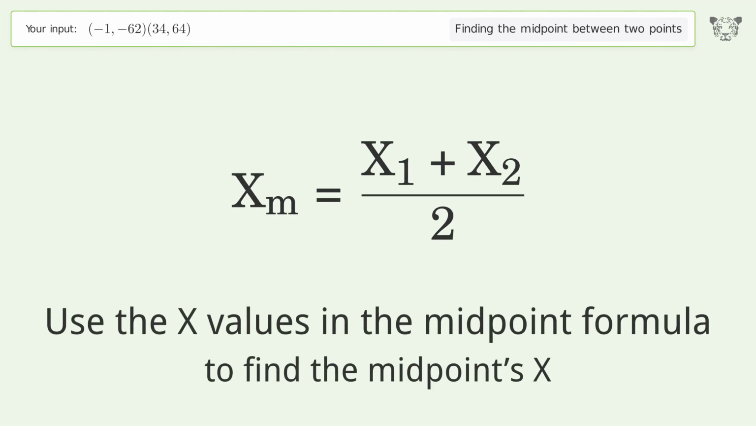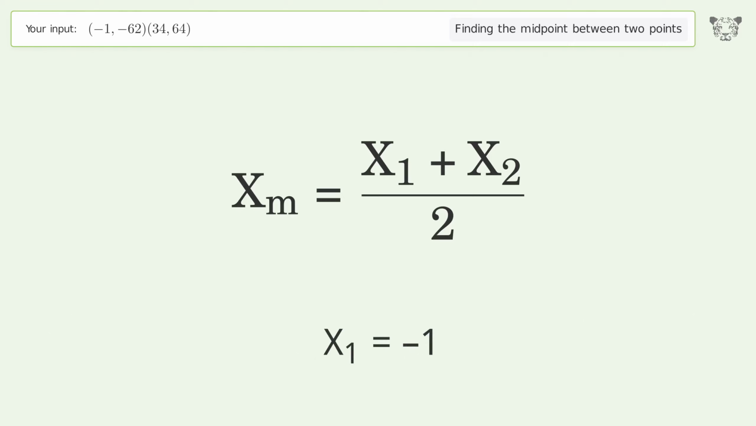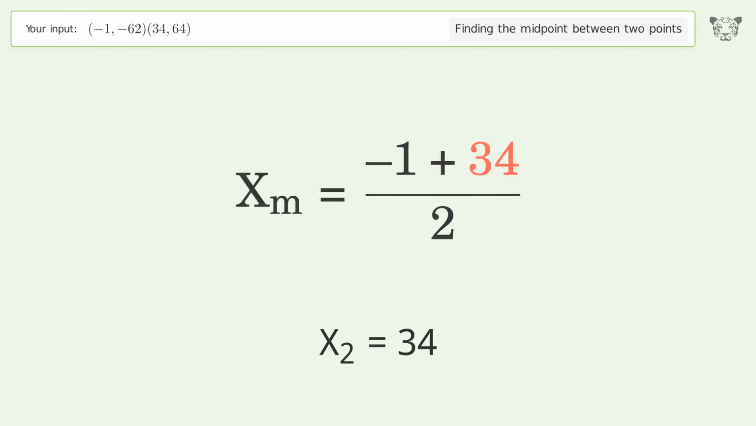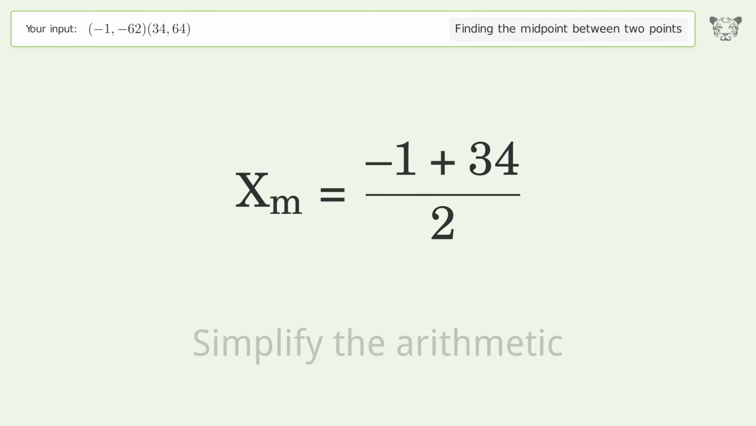Use the x values in the midpoint formula to find the midpoint's x. x1 equals -1. x2 equals 34. Simplify the arithmetic.